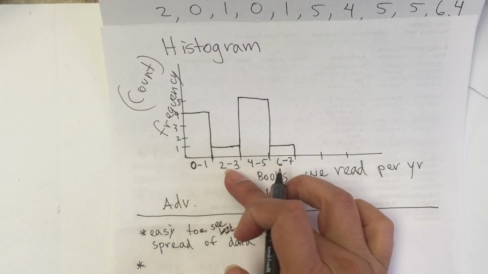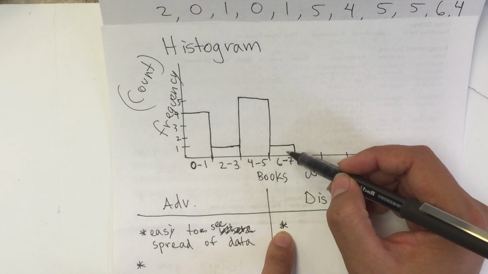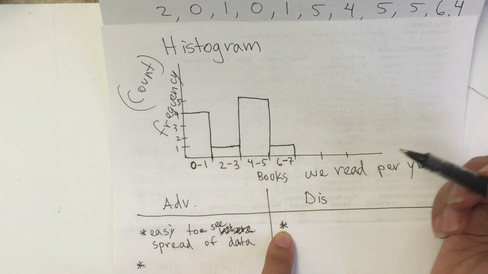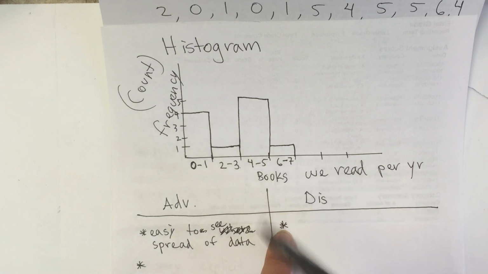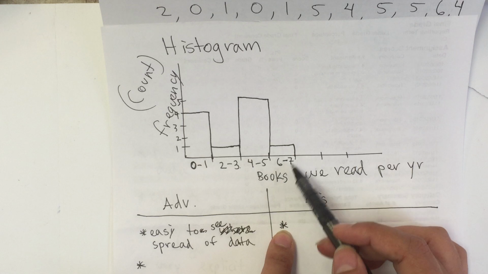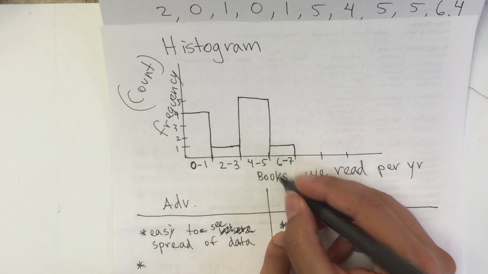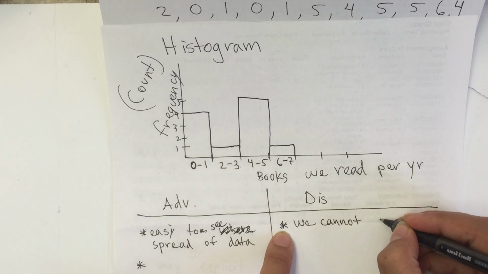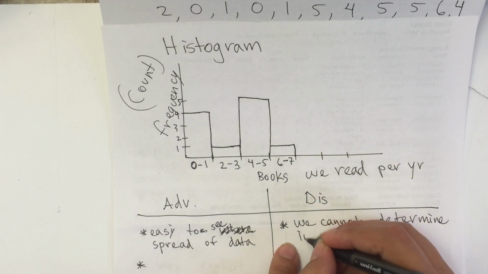In groups of every 2 books. It's not easy to see, whoa, this is one person, but is that person reading 6 books or 7 books? So it's not clear, especially for bigger data that we're gonna be checking out later, specifically for individual data. So we cannot determine individual data.